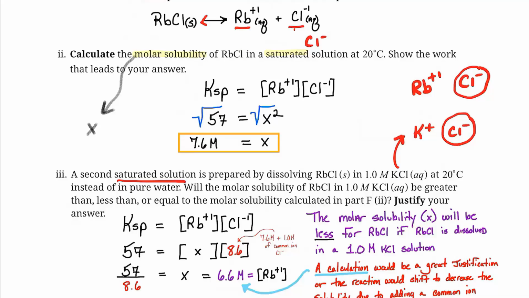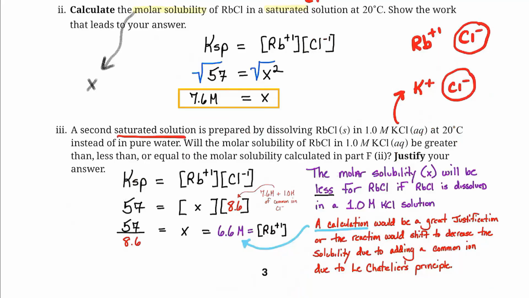So there would be a decrease, all right? So the molar solubility will be less, okay? There'll be less of the rubidium +1, but there's less of this going forward because the reverse reaction is initially going to be more spontaneous due to Le Chatelier's principle. Okay, so I said the molar solubility will be less for rubidium if the rubidium chloride is dissolved in a 1 molar solution. So just using some common language that you have in the course, because of the common ion, the reaction would shift to decrease the solubility due to adding a common ion due to Le Chatelier's principle.